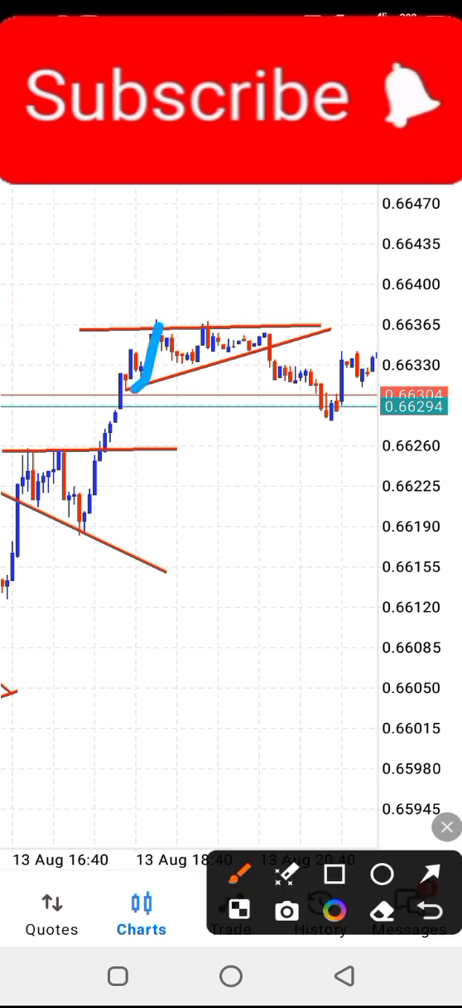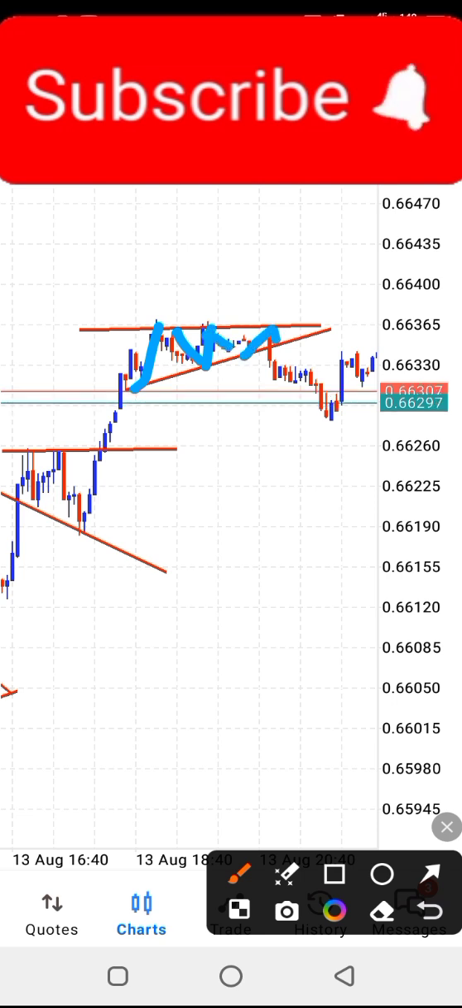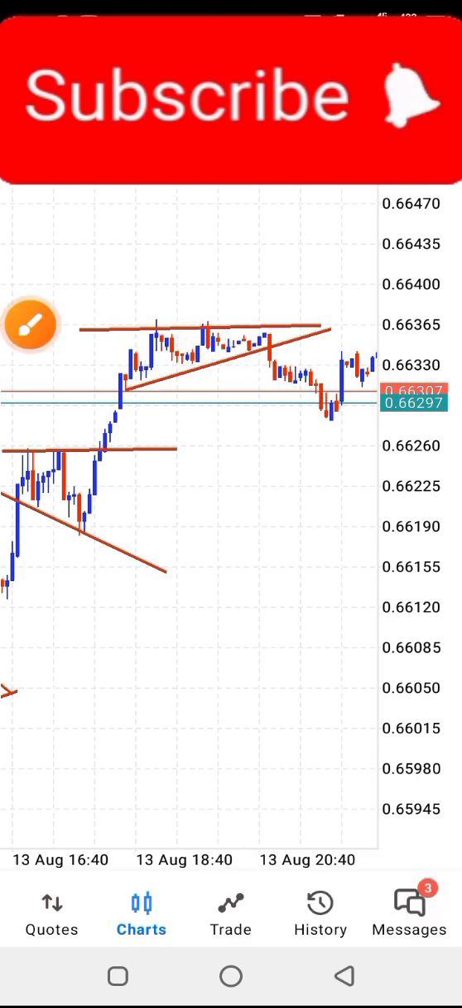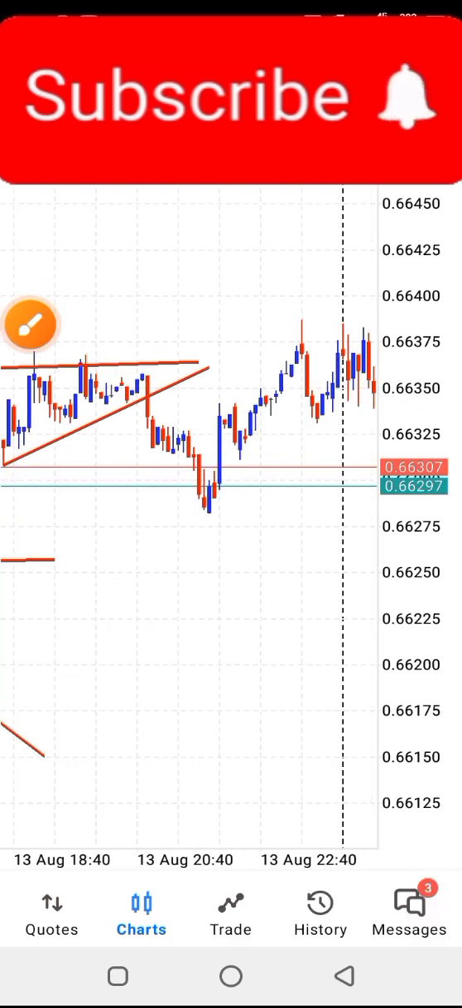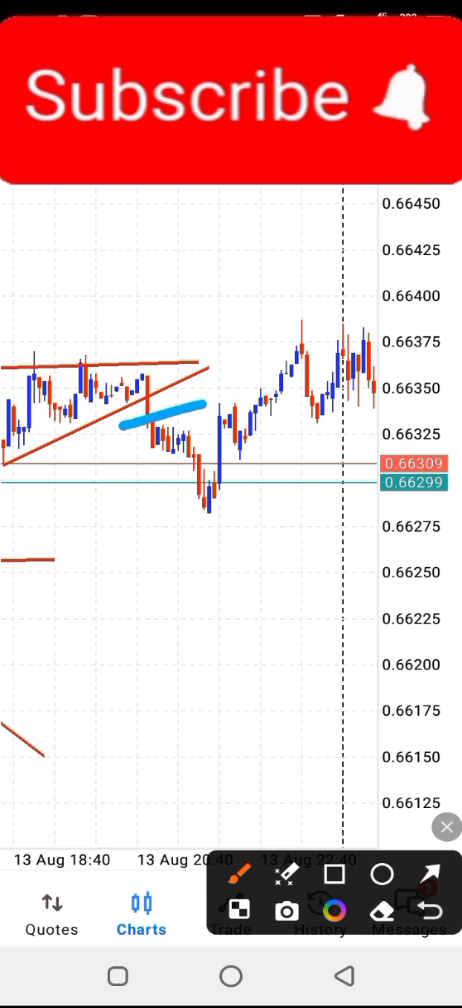So what do you have there? Price got to this point, bounced from there, came down, bounced, came up, bounced, came here, bounced again, then finally broke out, of which you would have taken a sell trade, and that would have given you a few pips in the downwards direction. So you would have caught the move from here to here.